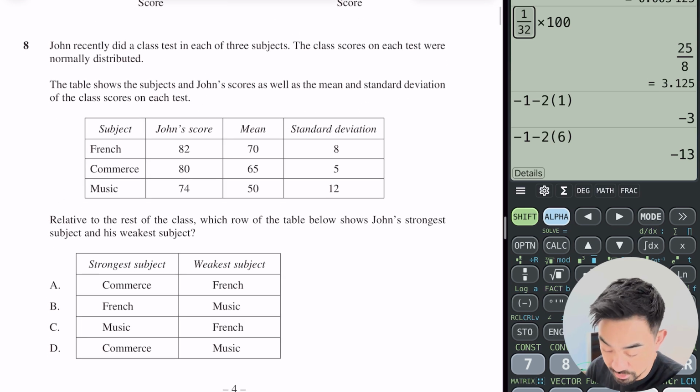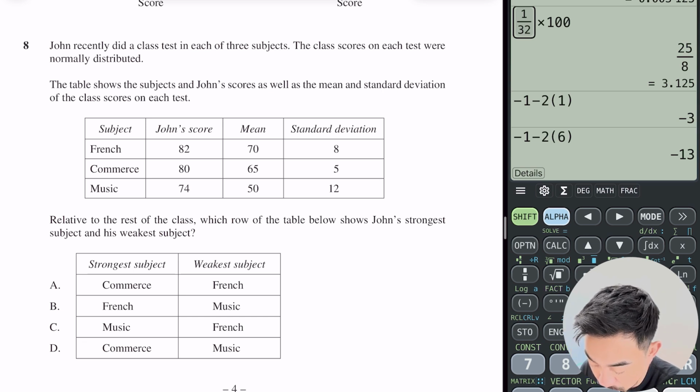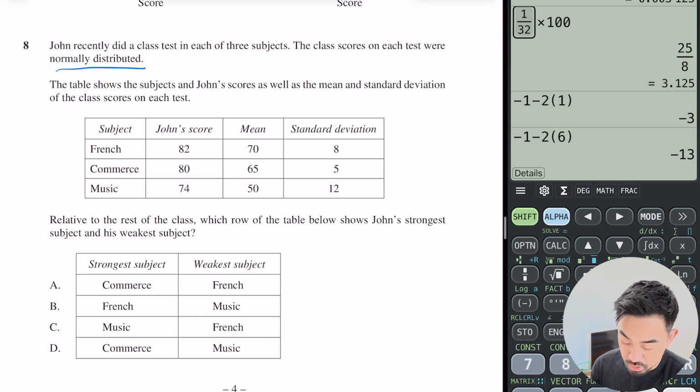Question 8. John recently did a test in each one of his 3 subjects. The class scores on each test were normally distributed. The table shows the subjects and John's scores as well as the mean and standard deviation of the class scores on each test. All right, so you've got these 3 subjects, his score, the mean, and the standard deviation. Relative to the rest of the class, which row of the table shows John's strongest and weakest subject?